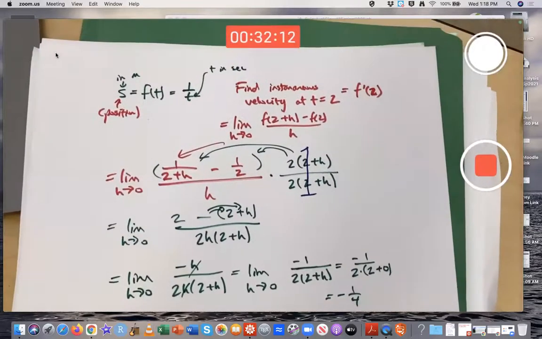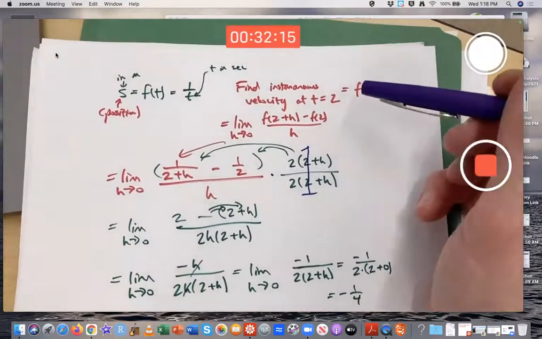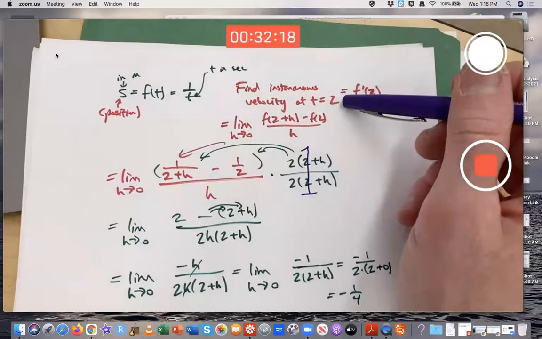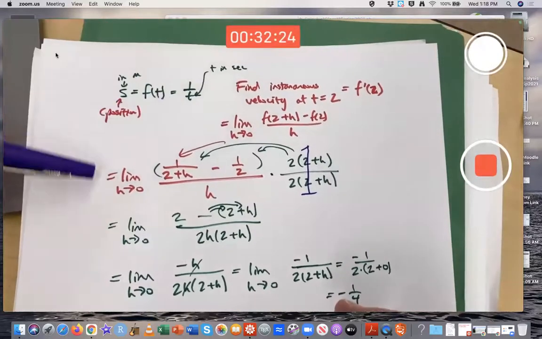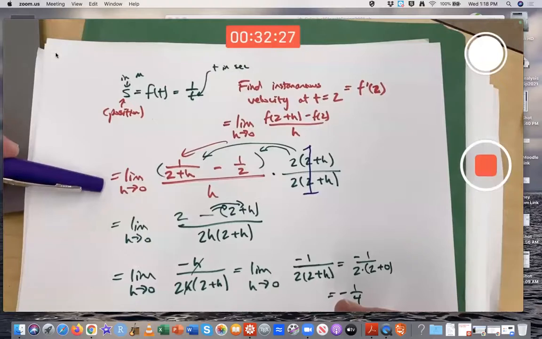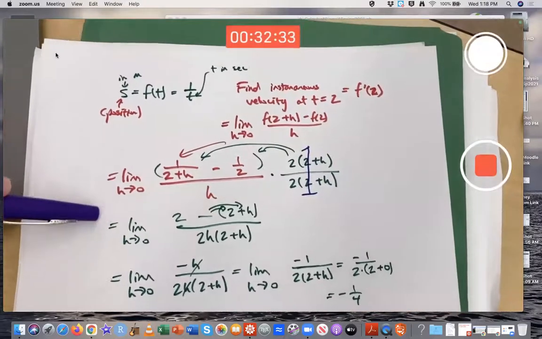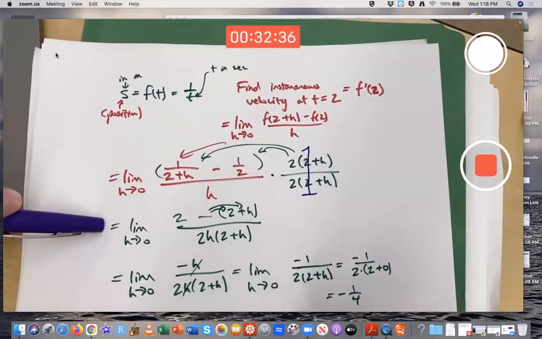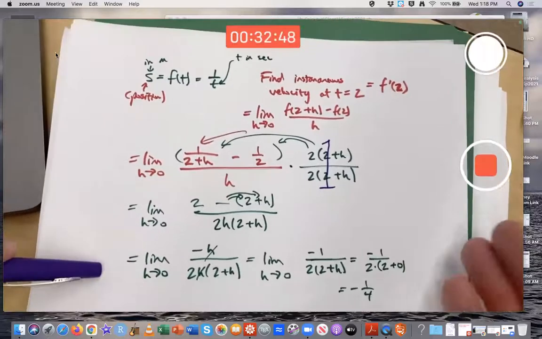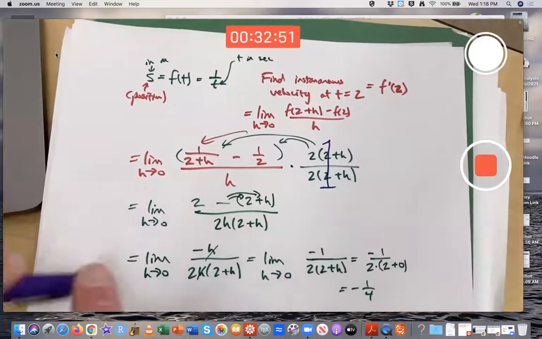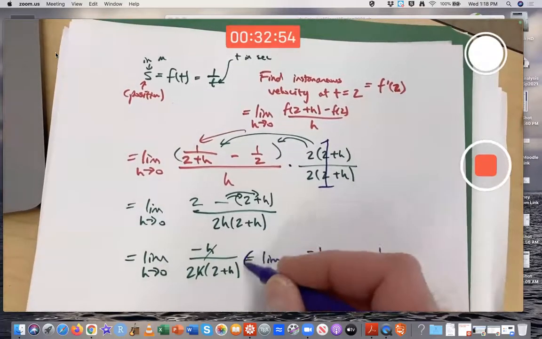Reasons? I won't write it this time. Definition of instantaneous velocity. Definition of derivative. Substitution of the function. Put these things into the function. Algebra, or simplification is okay to say. Distributive property was used. I'd be fine just saying either algebra or simplification. More algebra/simplification. Here's the key one, one at least.